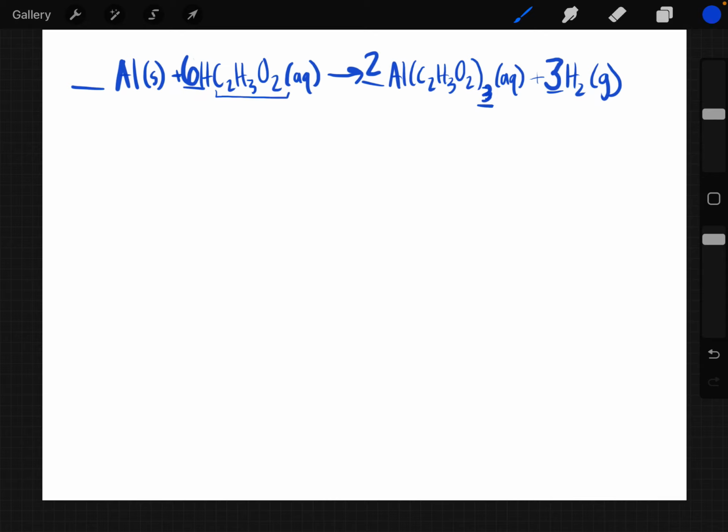So my hydrogens are happy, my acetates are happy, but now look at my aluminums. I have 1 aluminum on the left and 2 aluminums on the right. So I need to multiply that left aluminum by 2 so that everybody's happy here. My coefficients are 2, 6, 2, and 3. So that's your first step: make sure you have a balanced chemical equation.